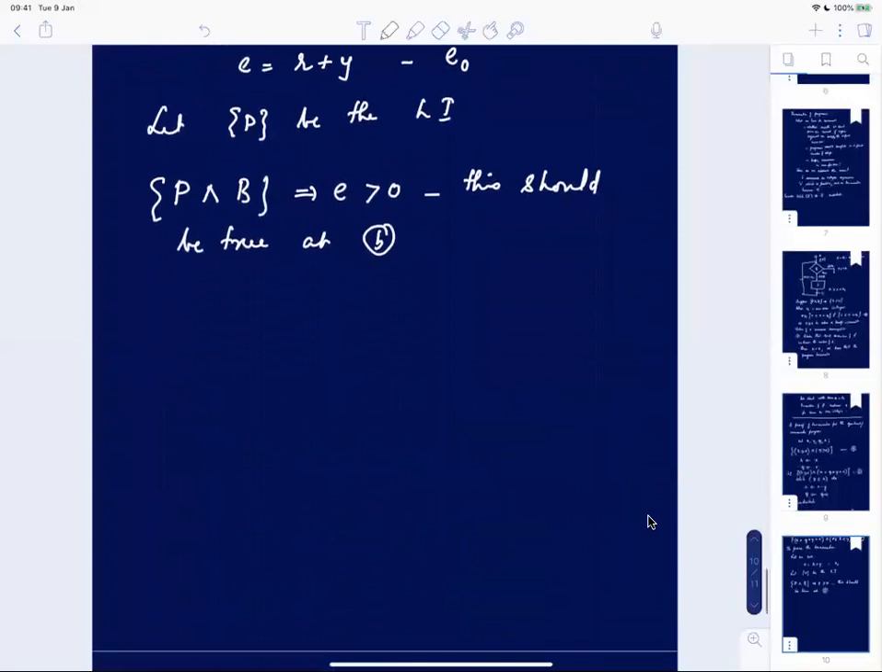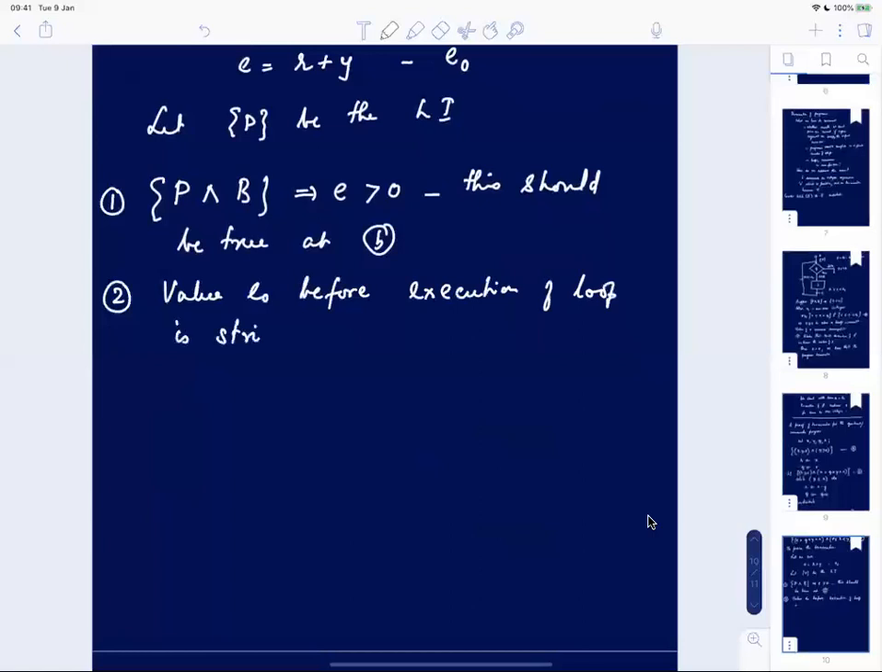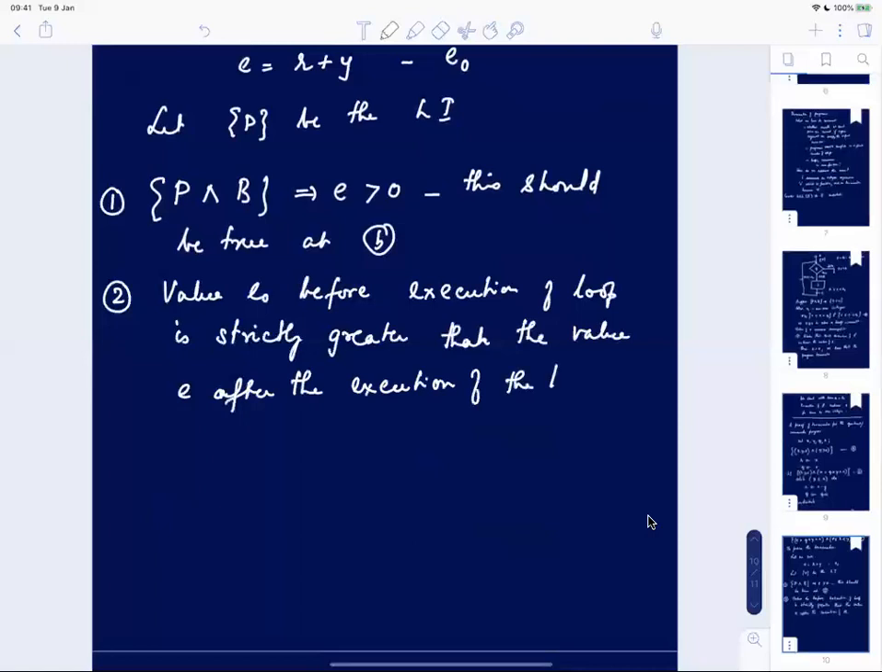Let me call this condition 1. Another condition that must be satisfied is that the value of E naught before execution of the loop is strictly greater than the value of E after the execution of the loop. This needs to be satisfied.